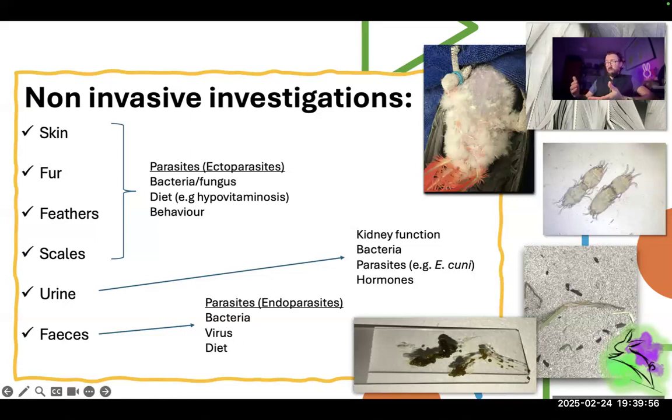And then to arrive to the feces, again here we can identify most of the endoparasites, so the parasites that are living mainly in the gastrointestinal tract, bacteria, viruses, and also, again, diet, because by analyzing the feces we can see what the animal ate and then understand if he's eating properly or not.